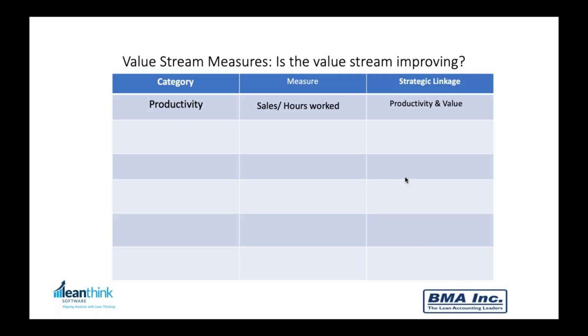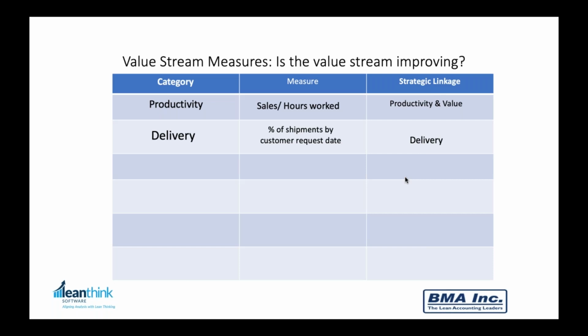It could just be in units of product. And that's your output. And hours worked, and this could be people hours and/or machine hours, depending on the value stream. That gives you an idea of the effort, the input. And over time, if you are making improvements, putting pull systems in place, you should be achieving more output with the existing resources. That's why this is a good, simple, easy measure to use.